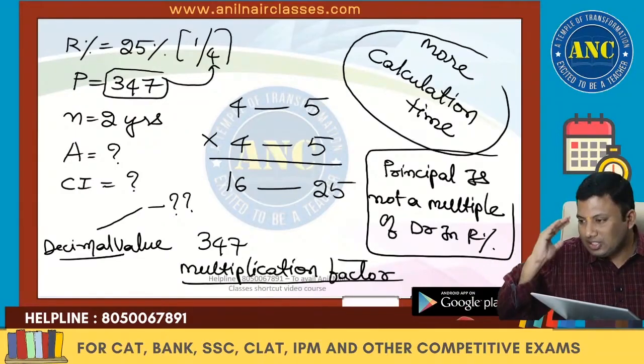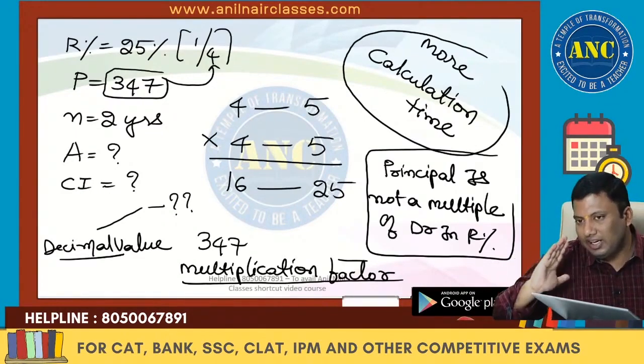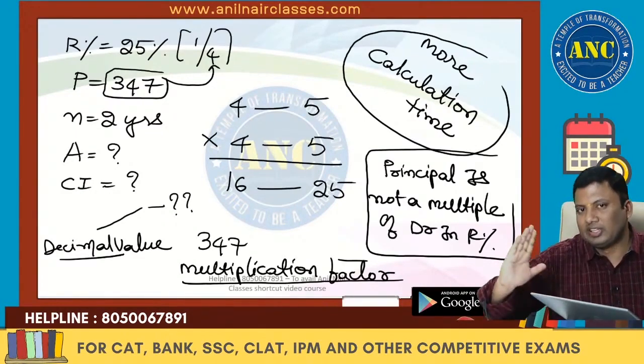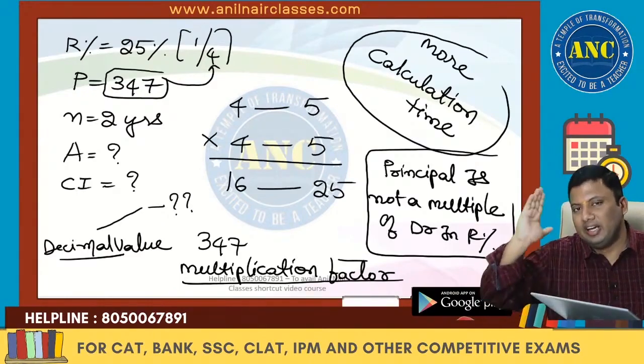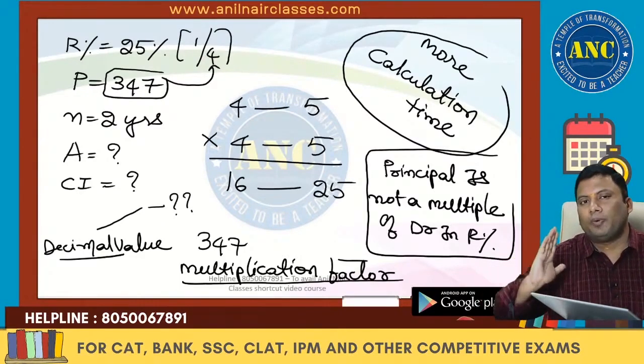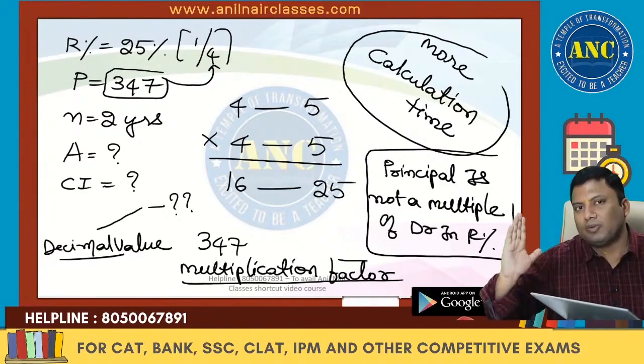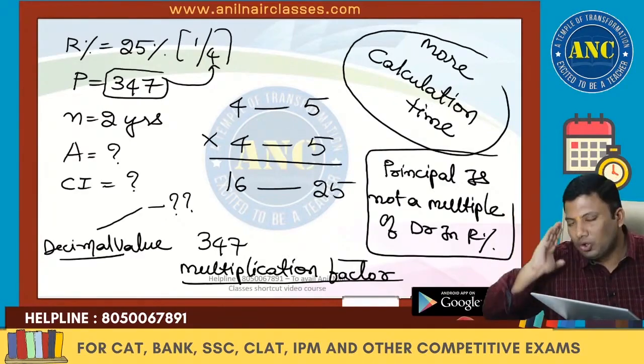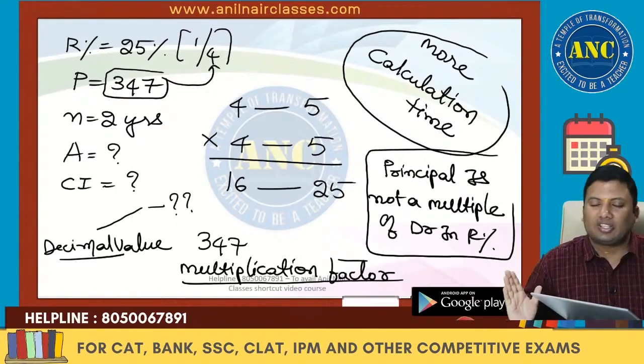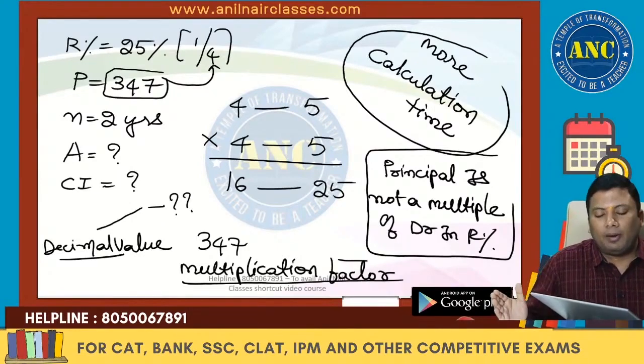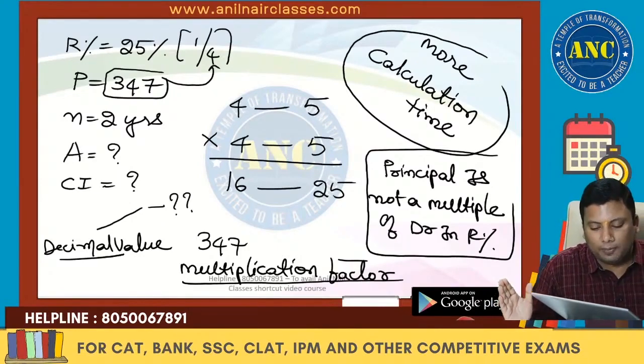Successive change, starting from basics. First we did it for 1 year, then 2 years, then 1 year 73 days, 1 year 182.5 days, 1 year 6 months, 1 year 9 months, 2 years 3 months, 2 years 6 months. Like that, a lot of problems can be solved by using successive percentage.